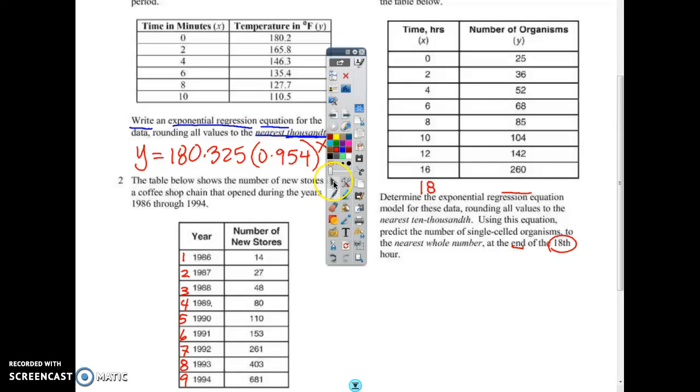So I need you to pause the video. I need you to type these numbers into the table in decimals. I need you to figure out the equation and see if you can figure out the 18th hour. If you did not pause the video, I need you to pause it because I'm about to give you the answer. You should have done this without my help first.